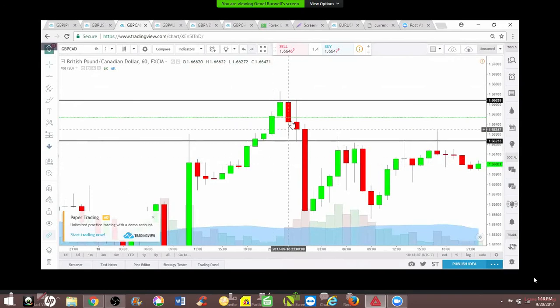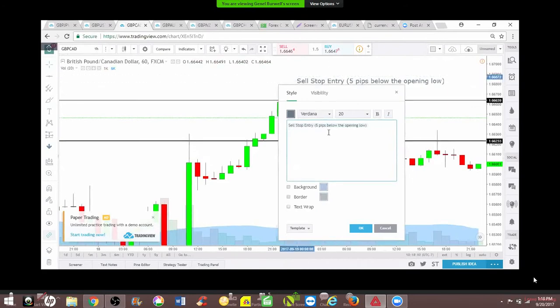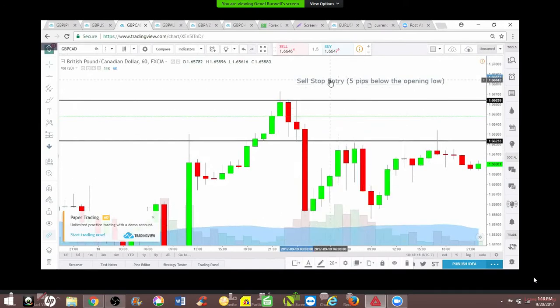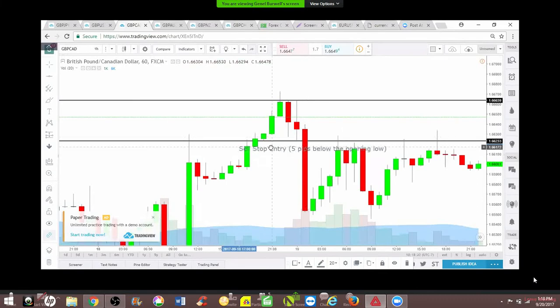So I'll use the candle here, and I'll go ahead and give it some text. This is from my training before. All right. The sell stop is going to be 5. So yeah, we want that, but that's going to be here. So our sell stop is 5 pips below the open low.